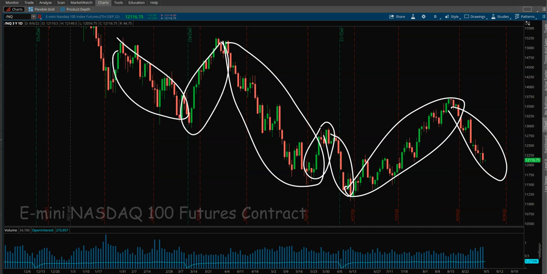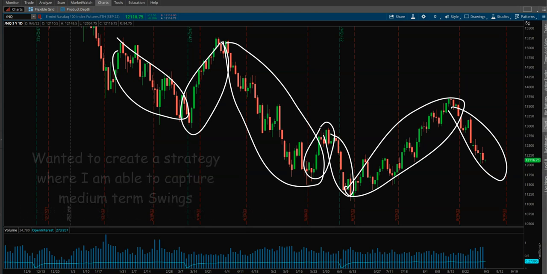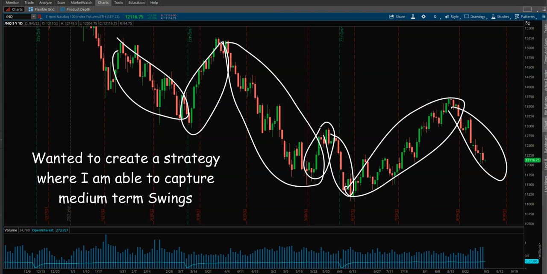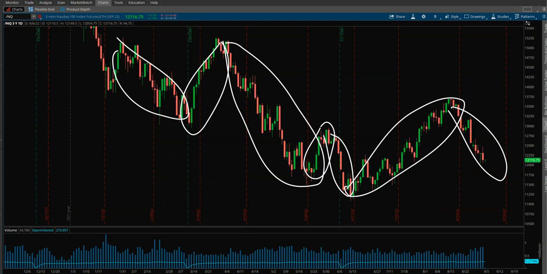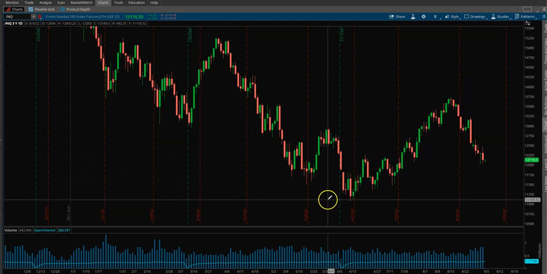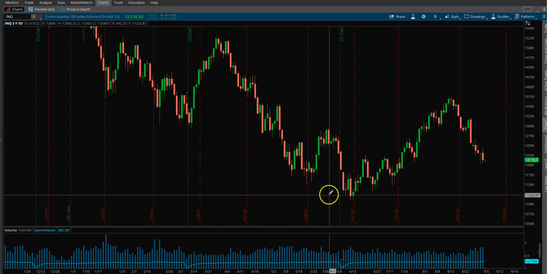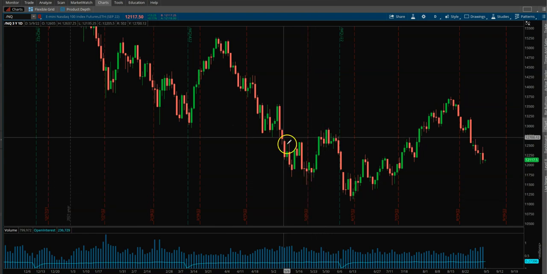Because day trading is good, right? Even the green box trading we're doing is good as well. But I wanted to find a strategy where I'm able to capture such swings with minimal intervention, with no active trade management.